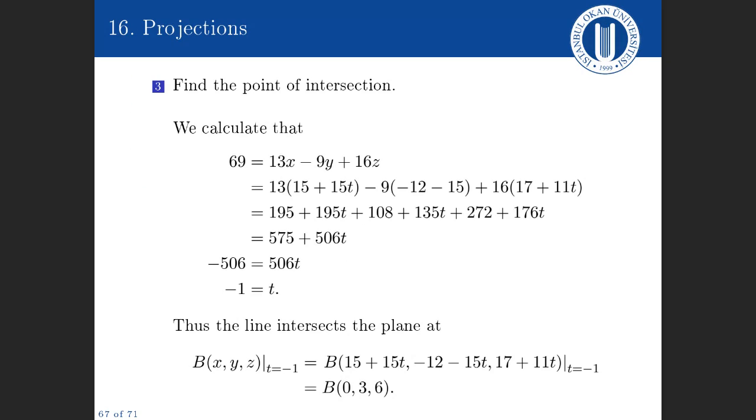Where does the line intersect the plane? We do our calculation, same as before. I'll leave this for you to check. The line intersects the plane when t is equal to -1, so it must intersect the plane at the point 0, 3, 6.